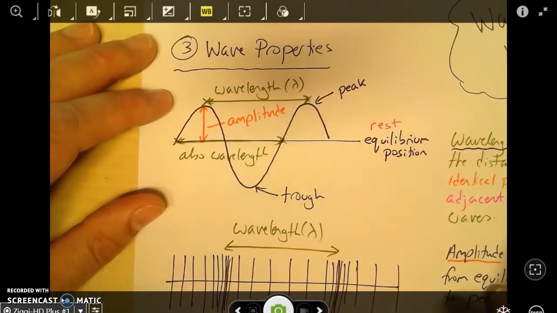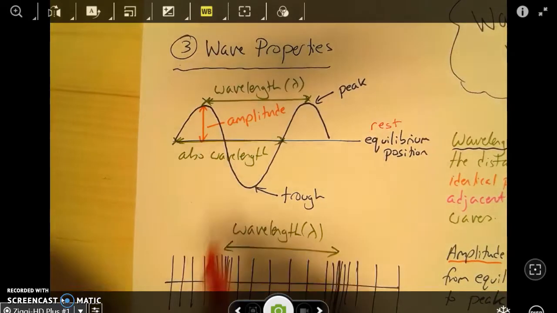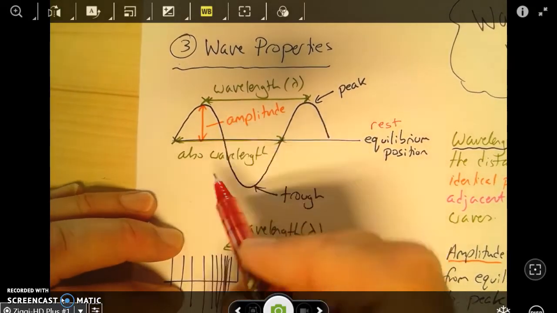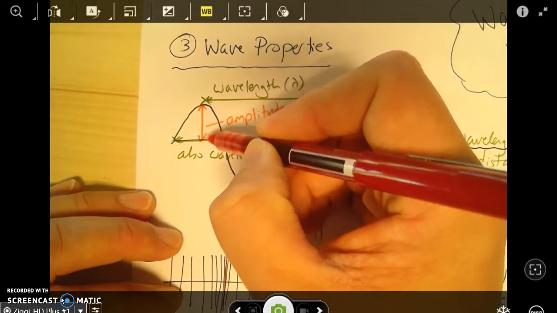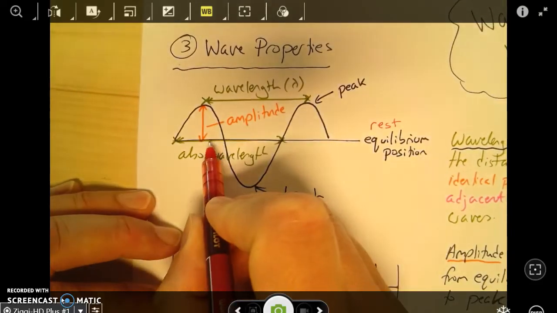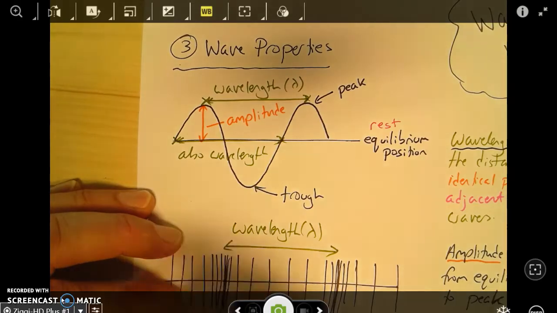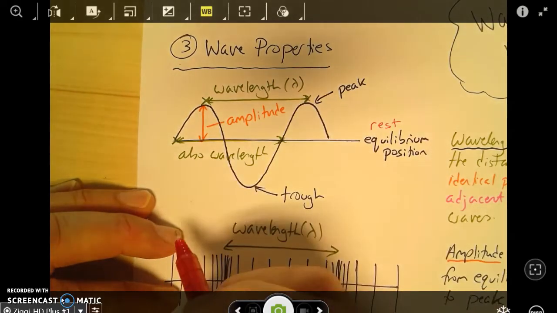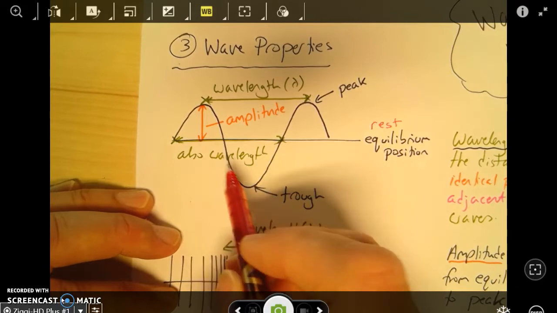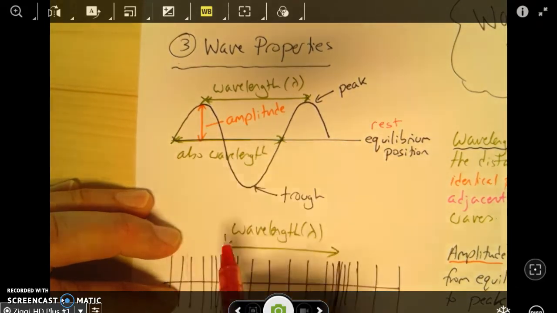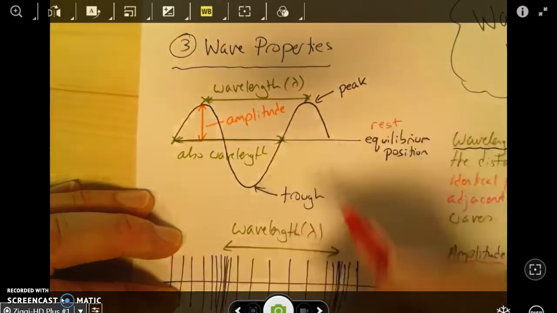We've got two measurements that we can make that are both distances. The first one is called the amplitude, and it's the height of the wave from the rest position to the peak, or from the rest position to the trough. It isn't the double height though, so the amplitude is just the size of the wave or the height of the wave from the rest position either to the peak or trough. It's not the double height.